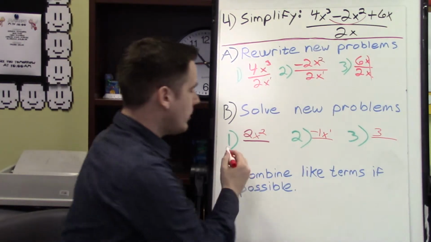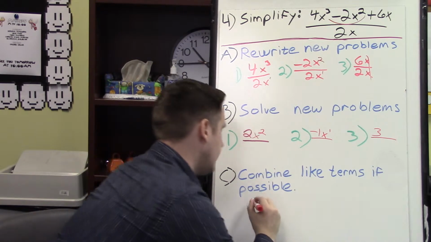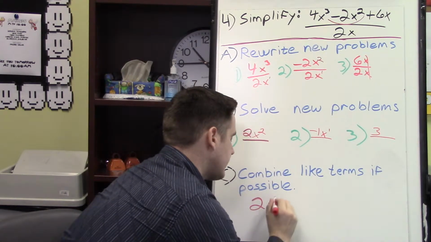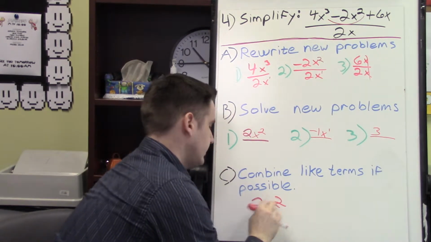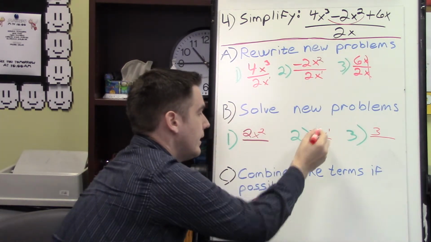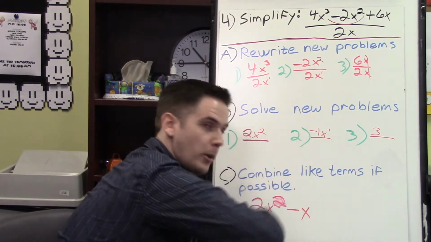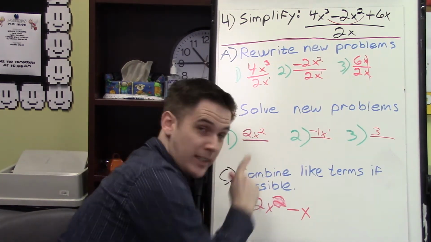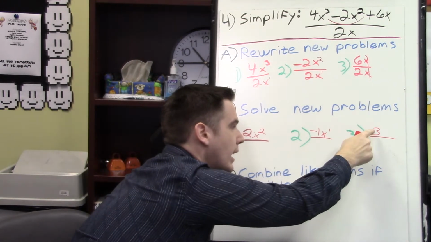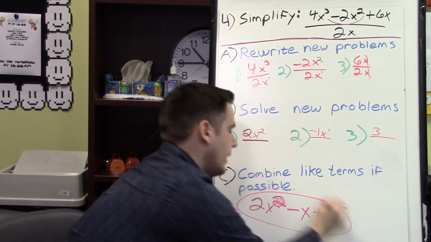And now fortunately, we have nothing on the bottom to worry about. So let's just combine like terms and be done. 2x squared and minus x. I'm going to have those ninja ones go back into hiding to come back later, just like I told you they would. And then I got a positive 3, so add 3. And there's your answer.